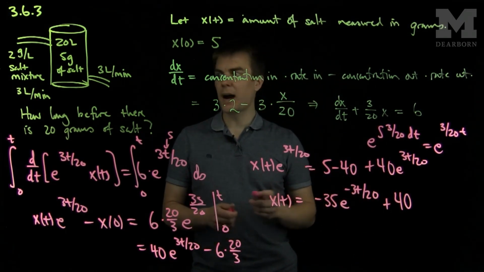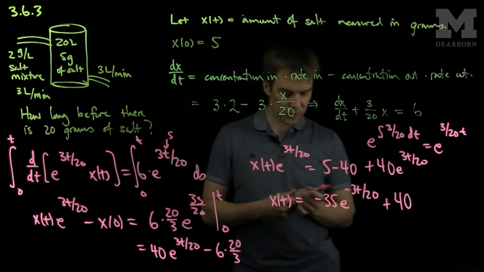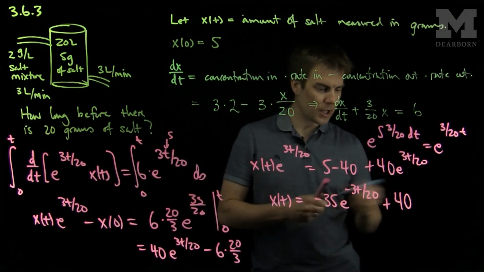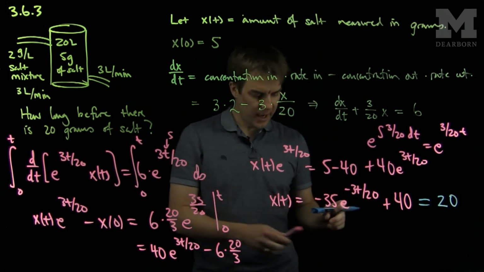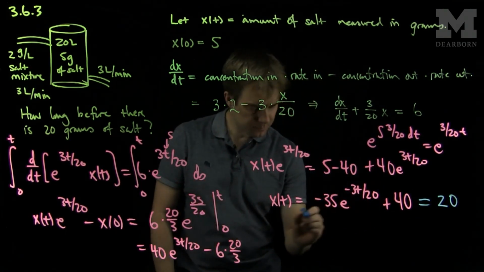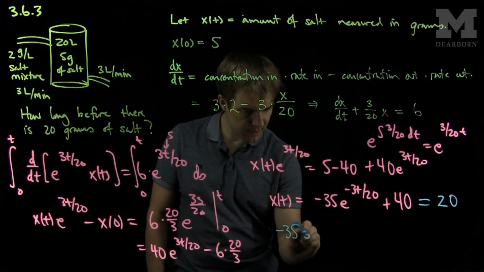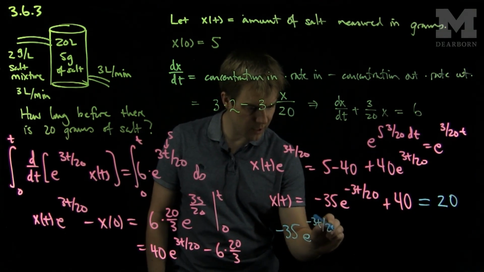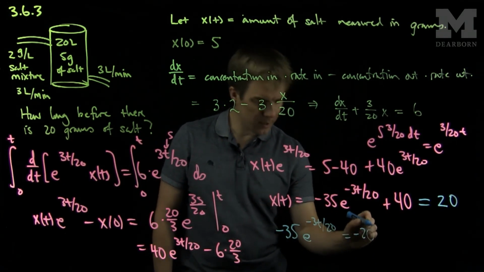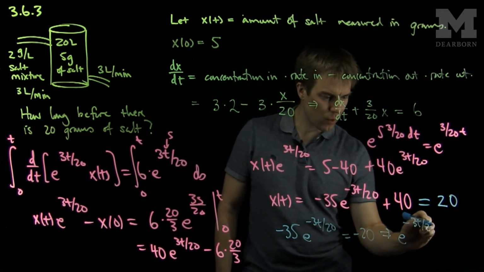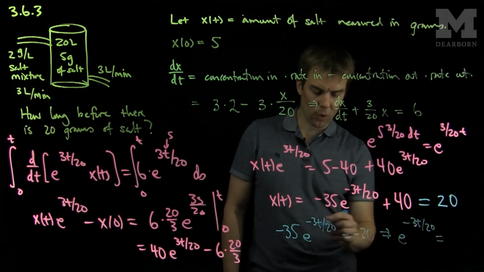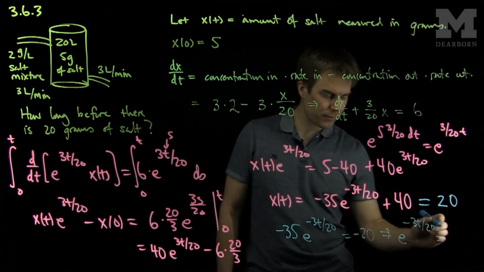And we'd like to know the time at which there's 20 grams of salt left. So what we'll do is we'll set this expression equal to 20. And if we do this, we will have negative 35 e to the negative 3t over 20 is equal to negative 20, which tells us that e to the negative 3t over 20 will be equal to 20 over 35, which is 4 over 7.